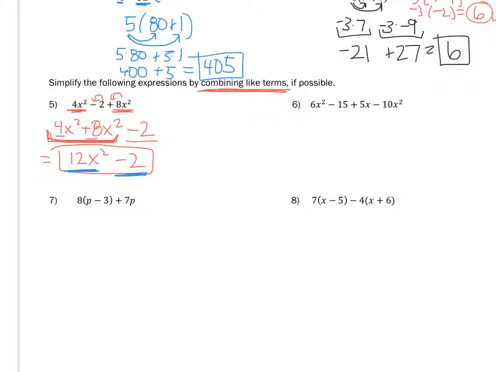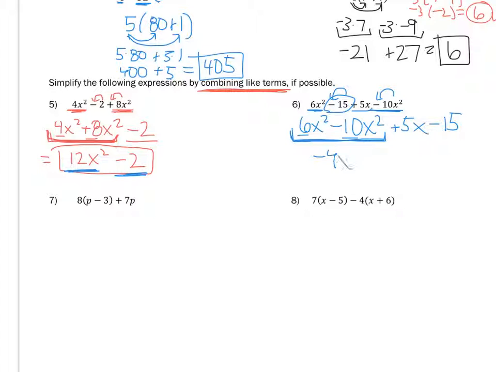Number 6, same process. It's going to be 6x squared and a negative 10x squared. Bring the sign that's in front of it with it. I'm going to rewrite it over here. 6x squared minus 10x squared. We also have a plus 5x and then a minus 15. So bring the sign that's in front of it with it. 6x squared minus 10x squared, those are the like terms, so we can just subtract the coefficients. 6 minus 10 will be a negative 4x squared. These aren't like terms, so we can just attach them. Plus 5x minus 15 would be your final answer there.